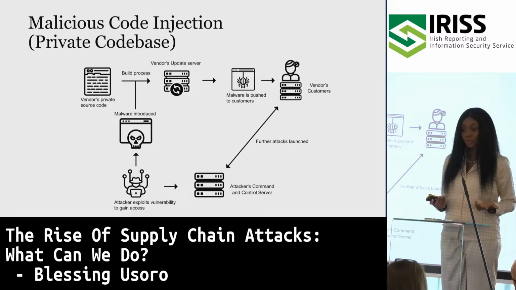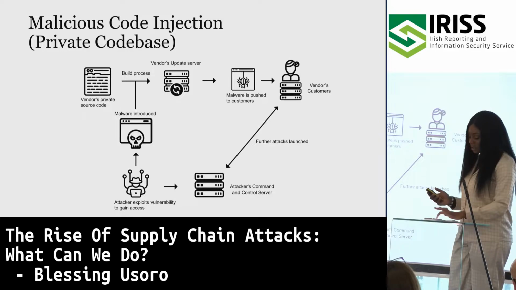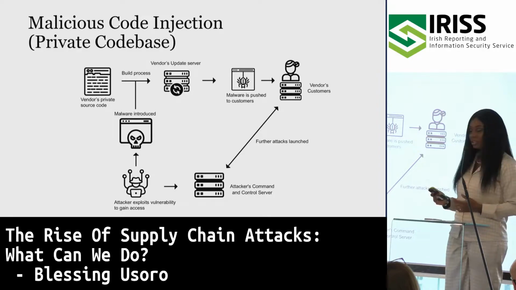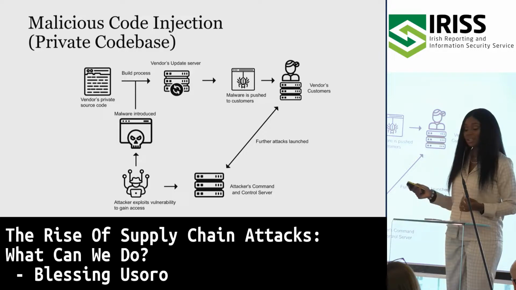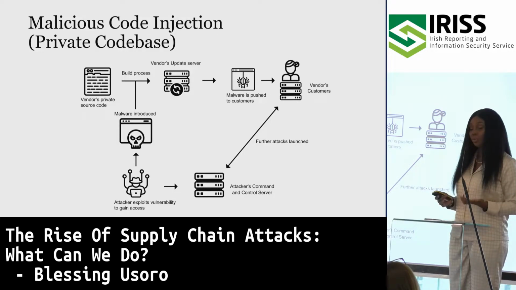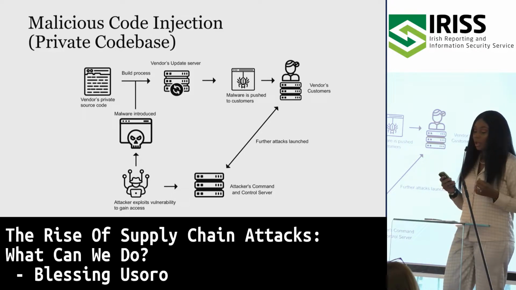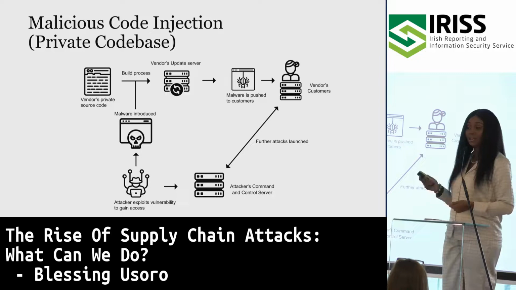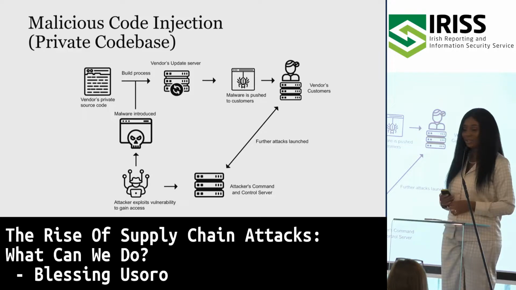So, malicious code injection. What is this? What happens here is an attacker scans your company's network, and they're looking for a vulnerability. So they find this vulnerability, and what do they want to do? They want to find a way to get in. So they introduce malicious code into your vendor's source code. This is similar to what happened in SolarWinds, where 29 lines of code were added to SolarWinds' own code, and this was then sent to their customers.